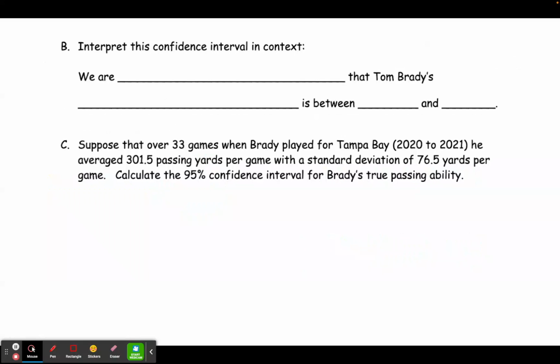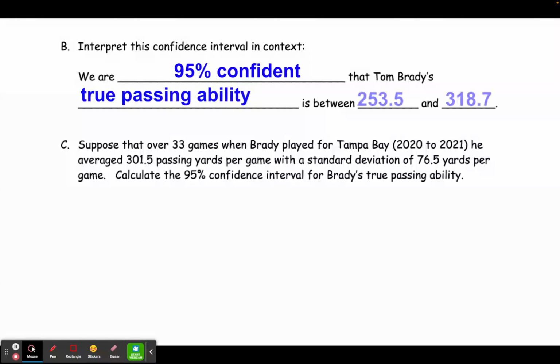Now, if we interpret this confidence interval in context, we would say we are 95% confident that Tom Brady's true passing ability is between 253.5 and 318.7. And when you're working with means, it's really important to put in their units. And so what we're calculating here is yards per game. So don't forget to include that.